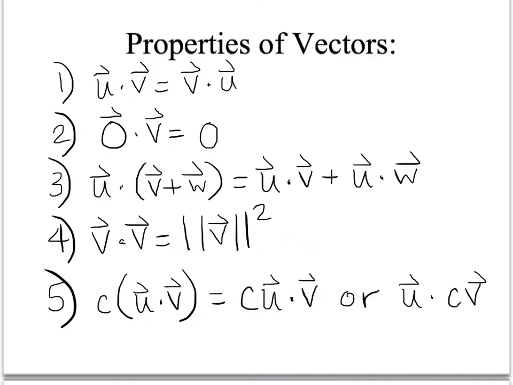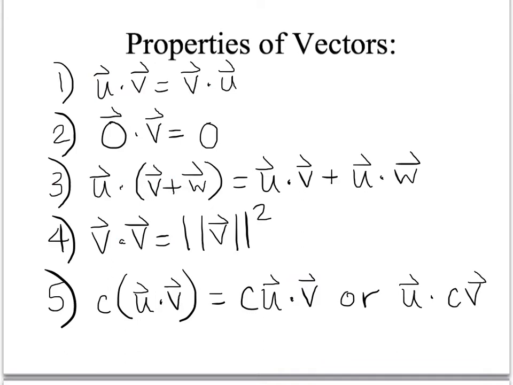Okay, here are some properties of the dot product. If you will, pause the video, get these written down. The first property basically says that it doesn't matter what order we put the vectors in, the dot products will be the same. It's just like when we add numbers, it doesn't matter what order they're in, or multiplication.